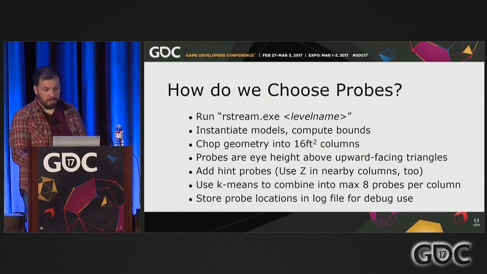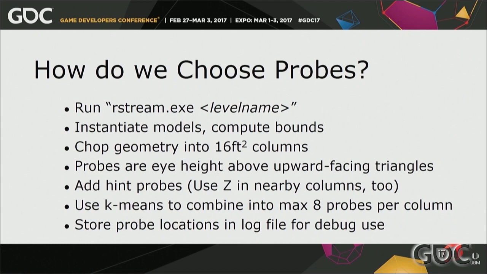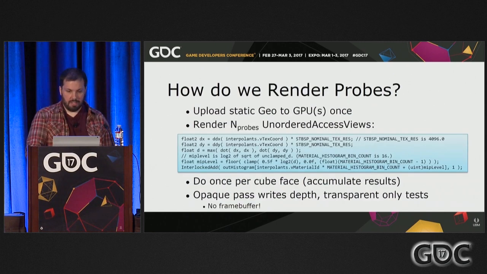So as far as choosing probes, you run the tool, it instantiates all the static models, it computes the bounds of the level, and it chops the geometry into 16-foot squared columns. The probes are placed above every upward-facing triangle, so this is everywhere that the player could be standing. We add in any hint probes that the level designers have placed, and then we use k-means to combine that into at most 8 probes per column. Often there's fewer than 8 already, and we also log those locations.